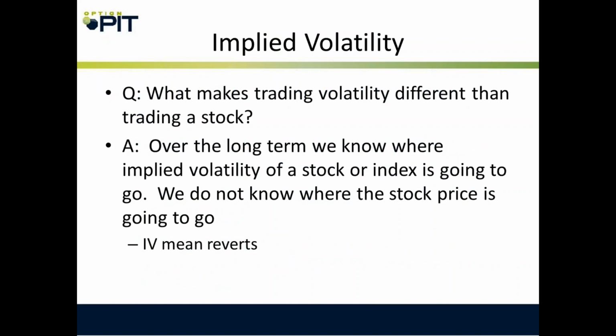So what makes trading a stock different than trading volatility? Over the long term, we know where implied volatility of a stock or index is going to go. We do not know where the stock price is going to go. Implied volatility is mean reverting.